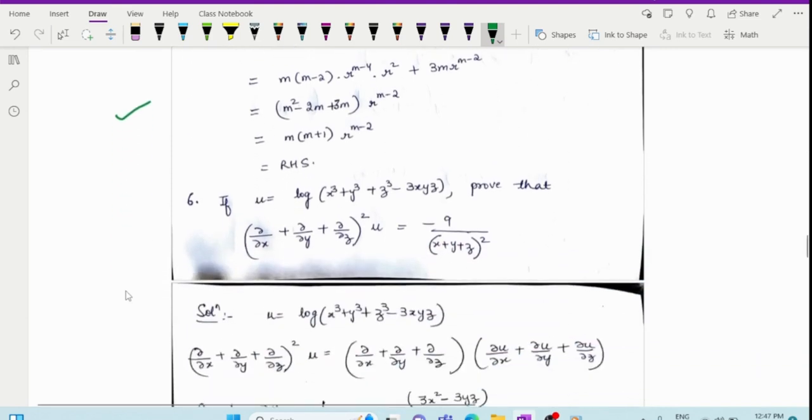Now look at the sixth question for this video. Suppose u is again in the x, y, z setting, u is a function of three variables and this notation needs to be understood.